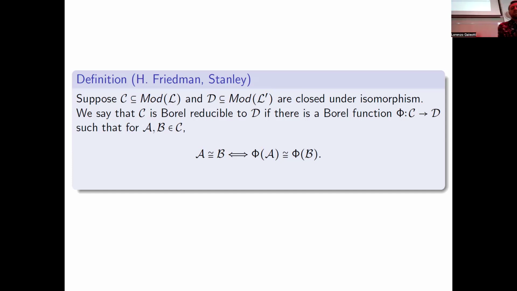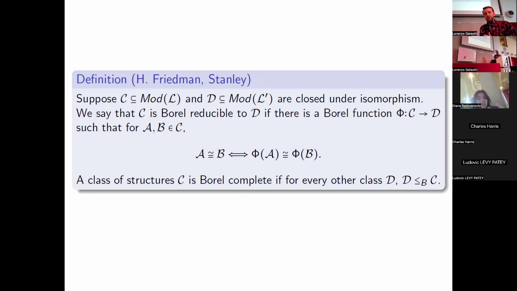And the idea was that if C is reducible to D, that means that C is no more complicated than D is. So for example, any invariants that you could apply to D, you could carry them through this and apply them to C. And then we had these classes of structures we looked at that were Borel complete, which meant that every other class reduced to them. So the isomorphism relation for these classes is as complicated as isomorphism can possibly be on uncountable structures.